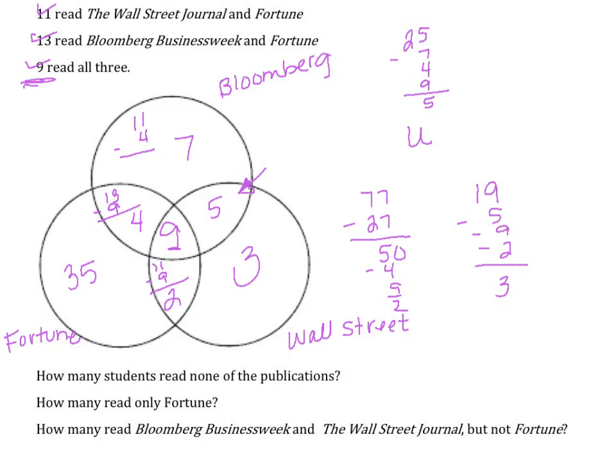How many students read none of the publications? Oh, but we have to fill in our universal set. So we'll want to take 100, because we have 100 students. Oh, I'm sorry, we have 77 students altogether. And we want to subtract each and every one of these numbers from 100. Because if they're not in those circles, then what's left over is people who don't read any. So when you subtract those numbers, you should get 12. So 12 students read none of the above.